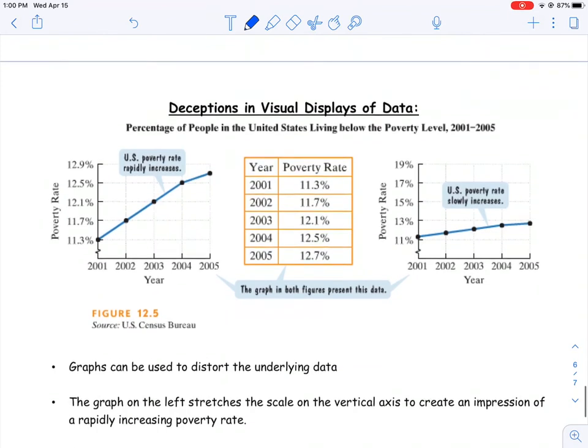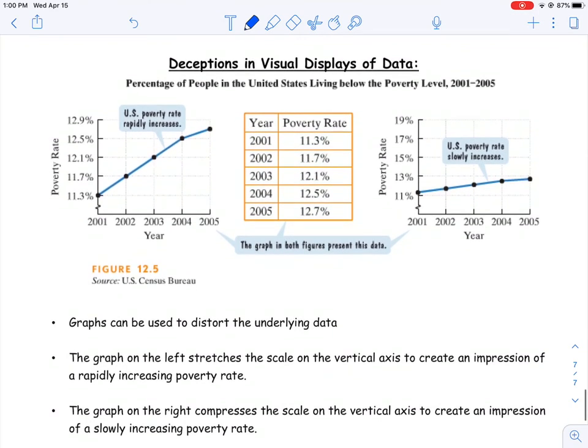Okay? All right, the last little thing we're going to talk about is deceptions in displays of data. So you have to be really careful sometimes when you are given displays of data because sometimes they can be deceiving. If you look at the chart in the middle, this chart is talking about the different years from 2001 to 2005 and the poverty rate, right? People that are poor. And if you look, it started off at 11.3 and it very slowly went up and it got up to 12.7.